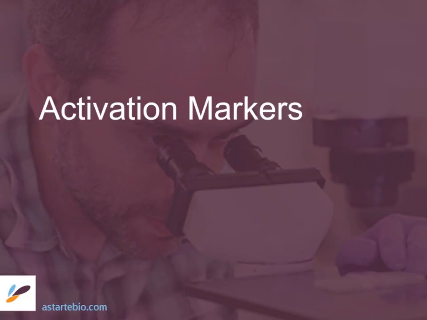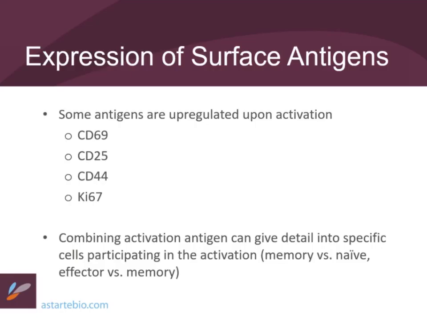So in the time remaining, I've got a couple more areas to touch on. One of those is activation markers. You can look at the expression of surface antigens that are upregulated upon activation. What are commonly used are CD69 and CD25, which is the IL-2 receptor. CD44 is also used, as is Ki67, which is a nuclear antigen. The surface antigens, I would say, are easier to work with than something like Ki67, but since Ki67 is used across cell biology, you need to consider it.